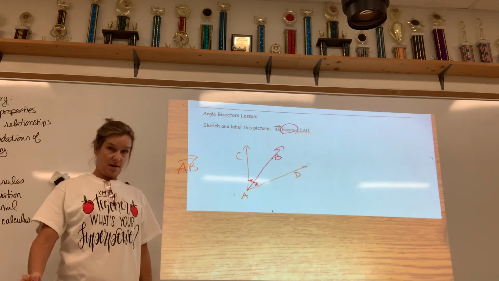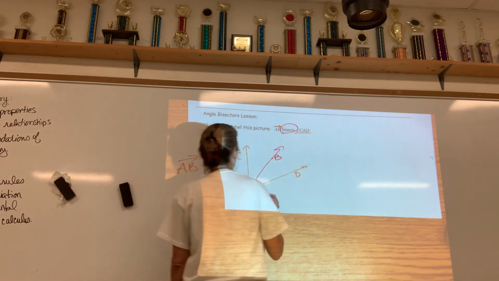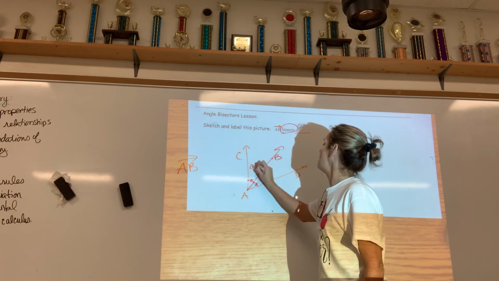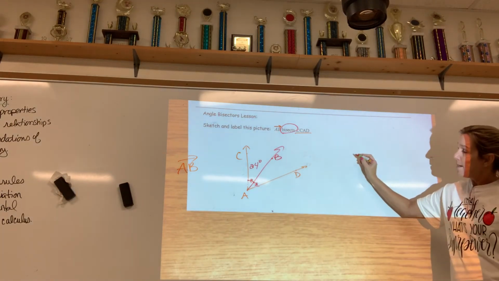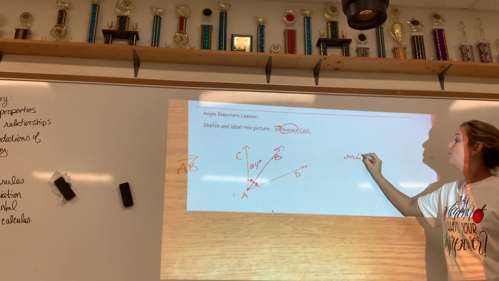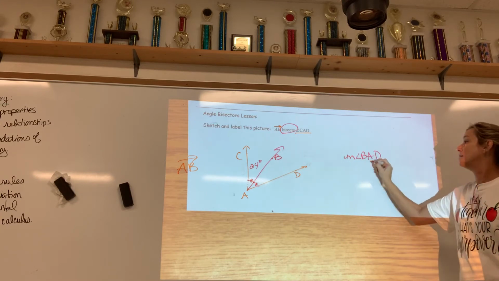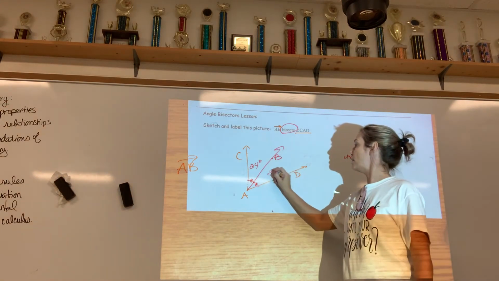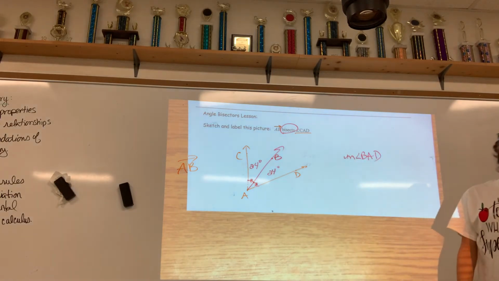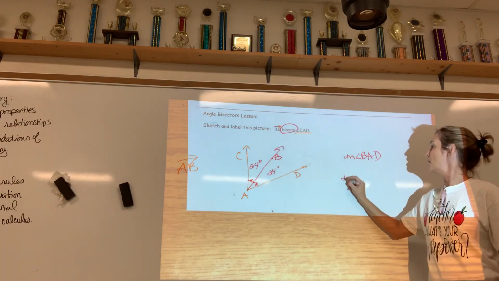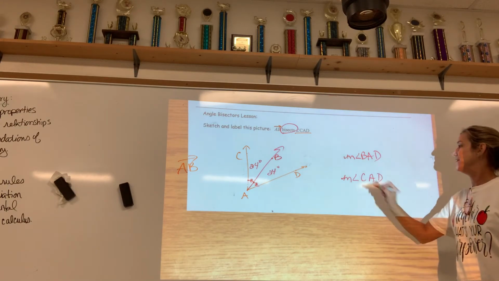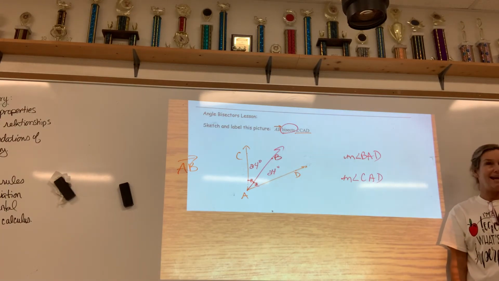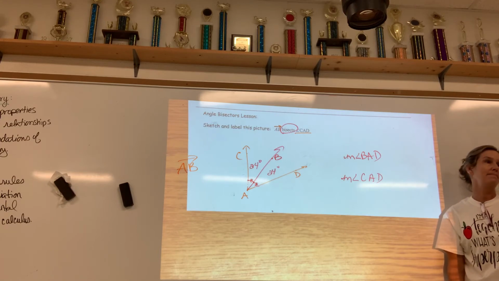Okay? All right, so now to take it further, if I told you that this is 24 degrees, then what, boys and girls, is the measure of angle BAD? Duh, 24. What, boys and girls, would be the measure of angle CAD? 48, that's the whole thing, okay?